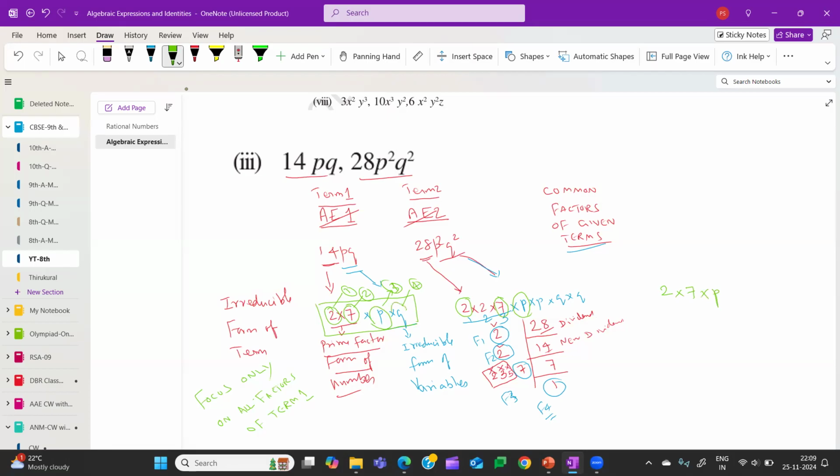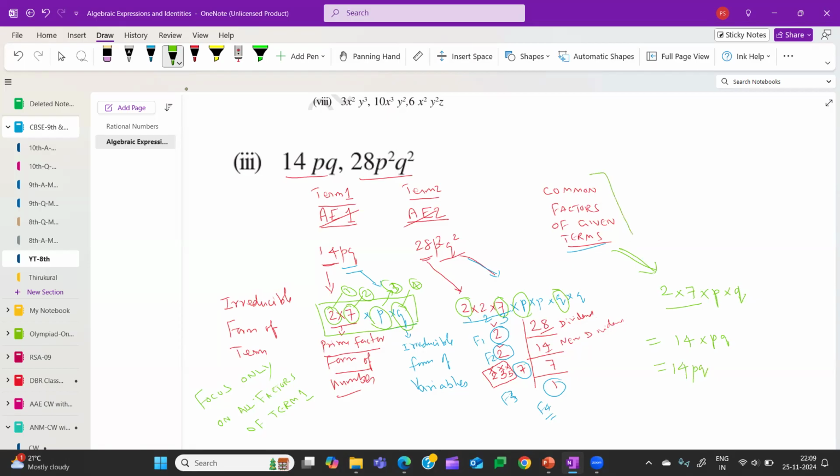And Q, the fourth factor of term 1. Whether Q is available as a common factor in term 2. Yes, it is available here. We will mark it here. This is Q. So our common factor is written as equal to 2 into 7, which is 14, into PQ. P into Q is PQ. Finally, we write it as 14PQ simply.